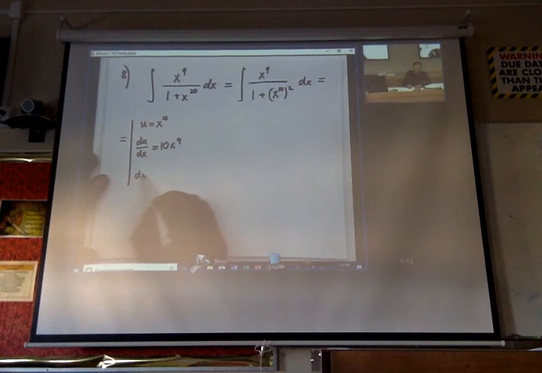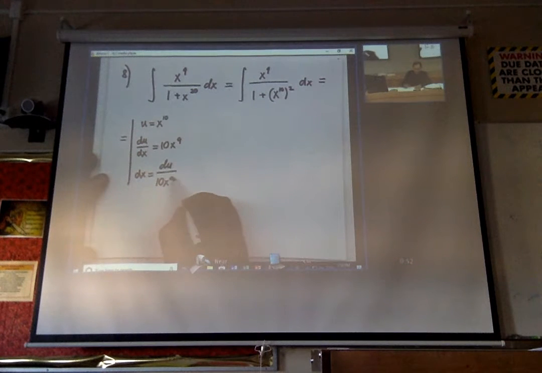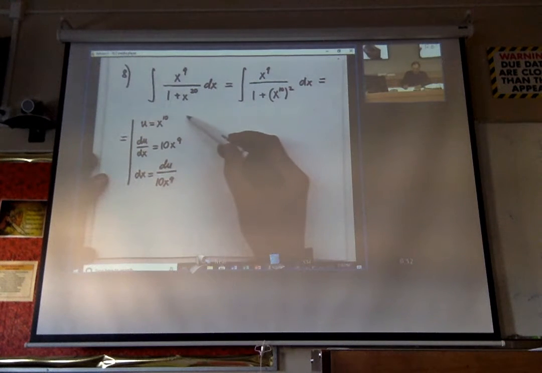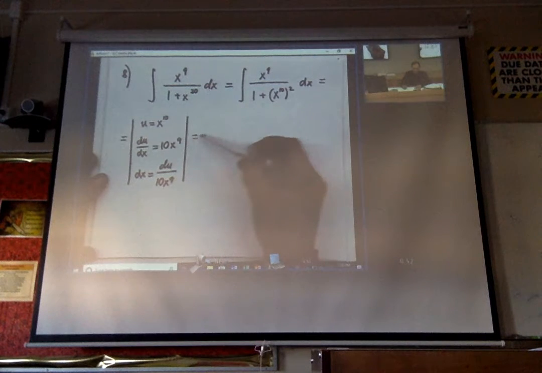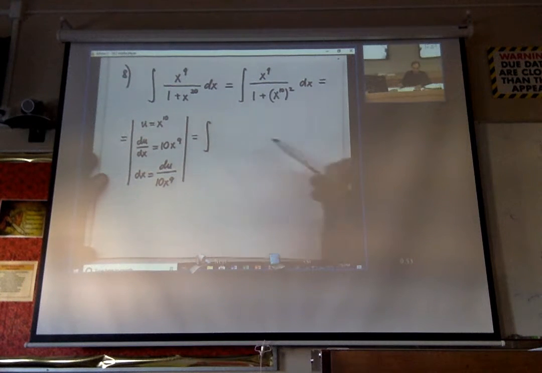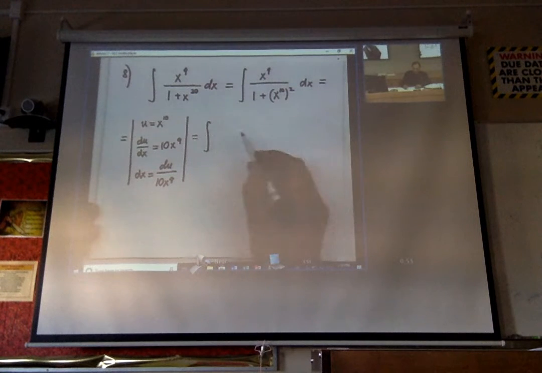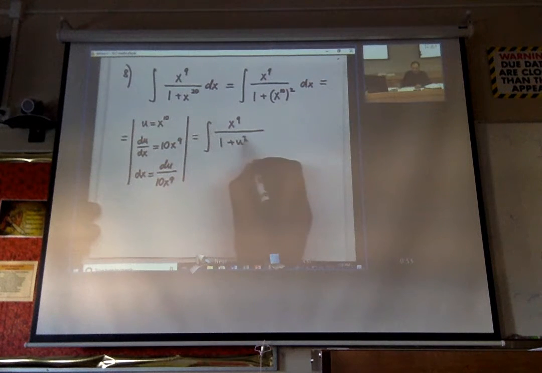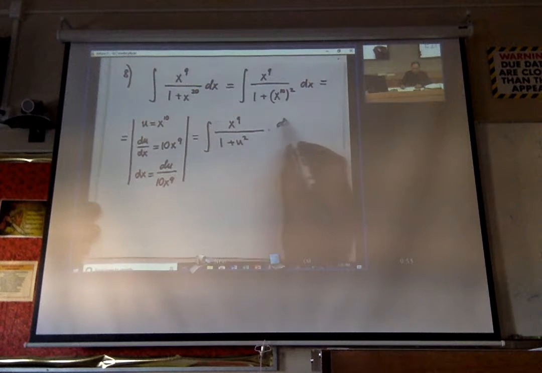So dx is du divided by 10 times x to the 9th. So challenging, okay? But if you see the example, you'll do something similar on your homework assignment. I actually took this from the homework assignment, except you will have different powers. So x to the 9th, here we'll have 1 plus u squared, right? And here we'll have du over 10 x to the 9th.